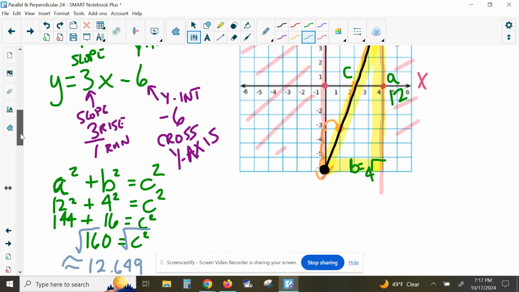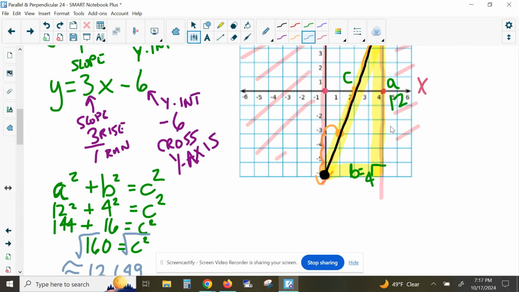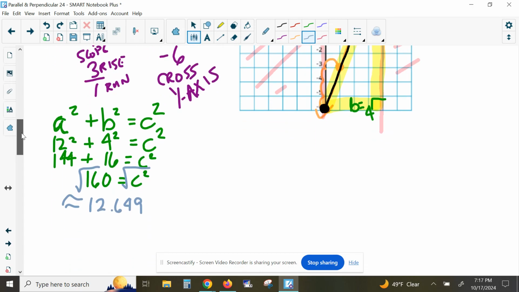And that makes more sense, that this length is about 12. Remember, C has to be the longest side. So this side was 12, and that was 4, so C has to be longer than 12. So this side being 12.649 seems to be a good number. Remember, always put it back in your picture and see if it makes sense.